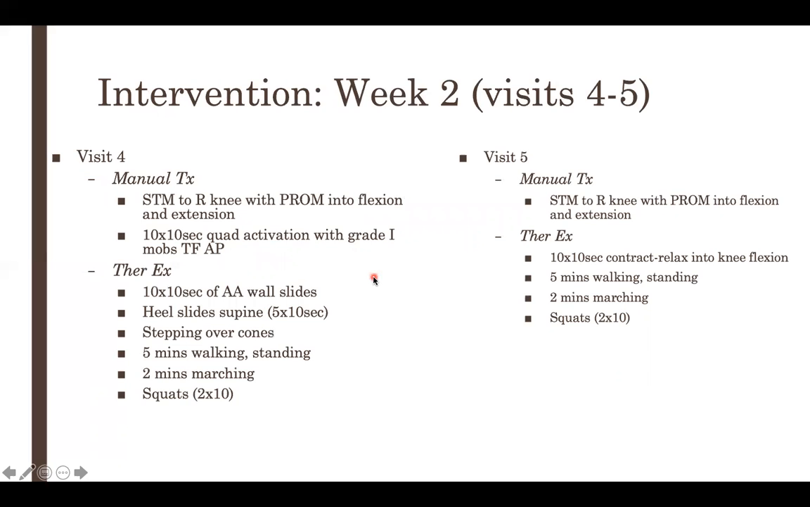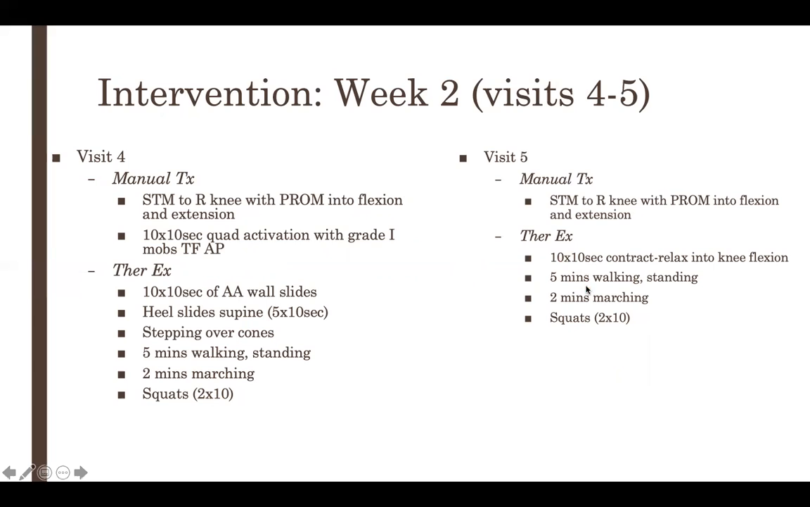For the second week, visits 4 and 5, we started out the same for both visits. In the fourth visit, we did quad activation 10 times 10 seconds with grade 1 mobs, posterior to anterior. We included 10 times 10 seconds of active assisted wall slides, heel slides in supine, stepping over cones, 5 minutes of walking, standing, and then 2 minutes of marching, and then 2x10 squats.